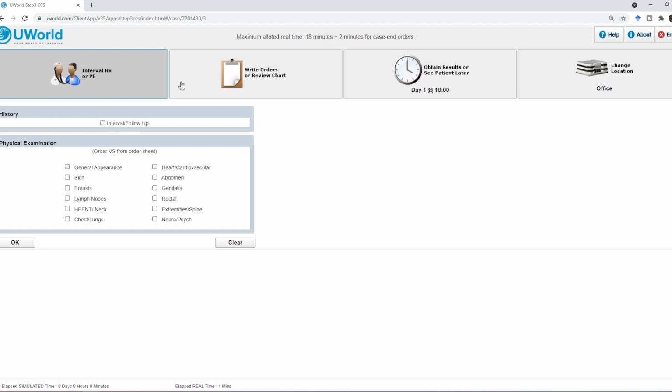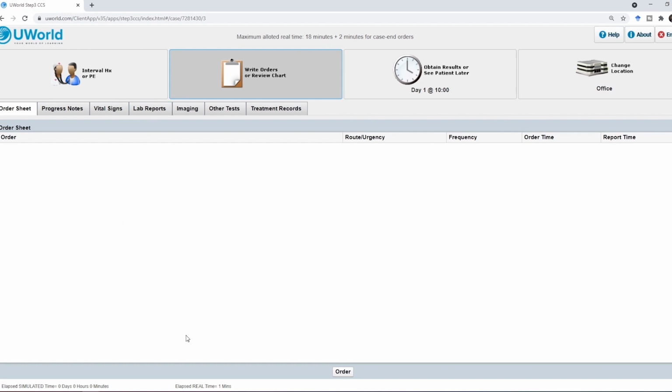The second tab is the orders tab. So if you click on this, you'll see at the bottom here the order, and from here you can order the diagnostics, imaging, labs, treatment options. So this is the tab that you will be making all your orders from.